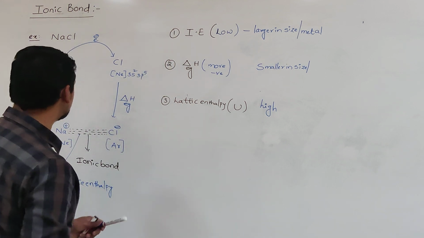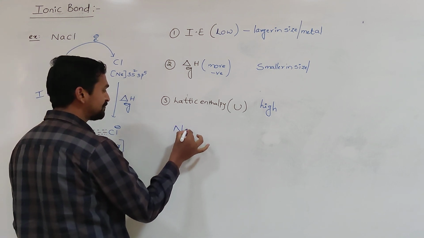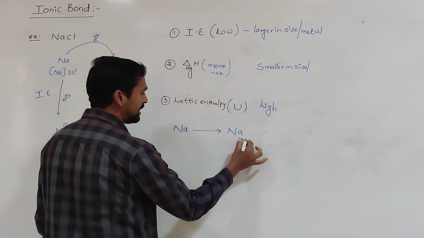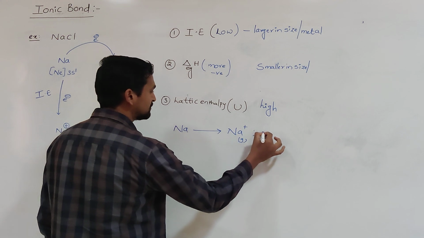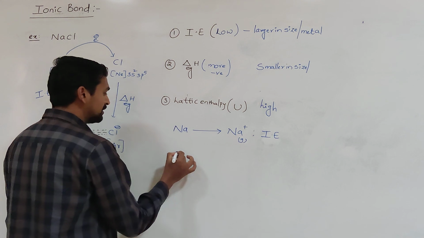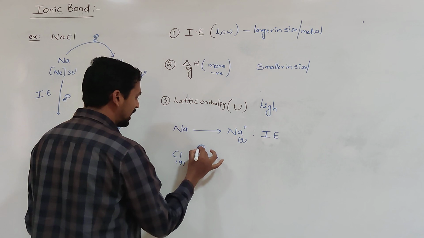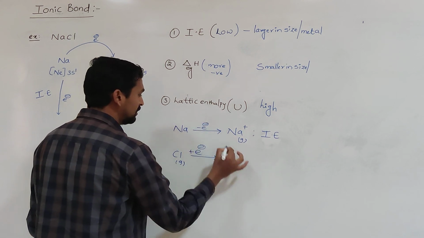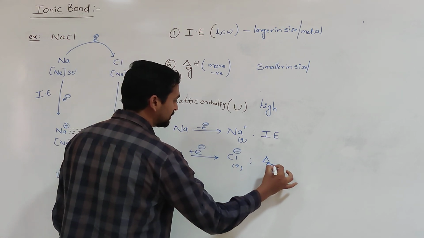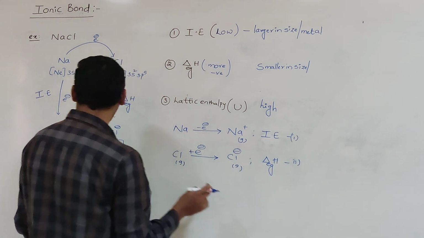Now let us take one example, sodium chloride. First, sodium is converted into the gaseous ion Na+(g). During this, a certain amount of energy is required, which we call ionization enthalpy. The chlorine atom gains the electron and as a result we get Cl-(g), and this is called the electron gain enthalpy value. This is the first step and this is the second step. What is the third step?